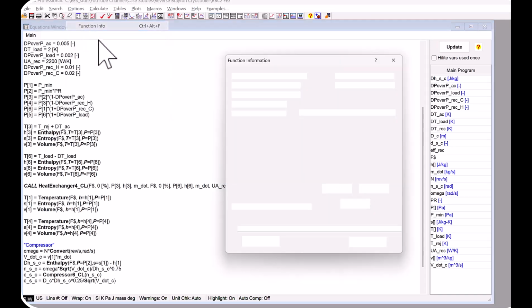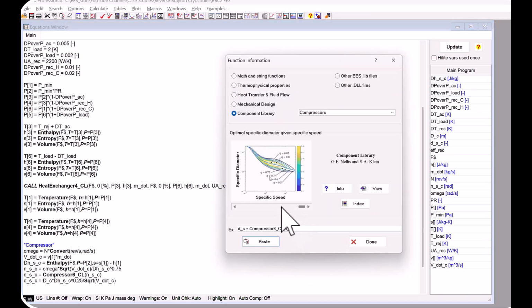So I'll go back to function information. Now I don't want to use this one. I want to use compressor 5, where I give it NS and DS. And then this is an eta max that I can give it if I don't want to use the eta max that the Balje curves would predict.